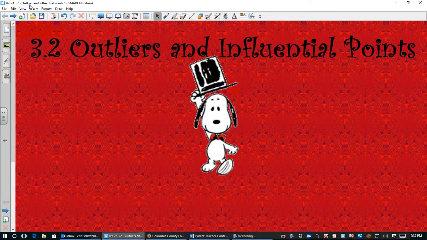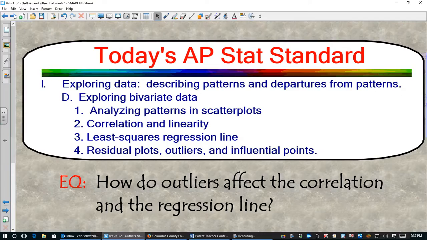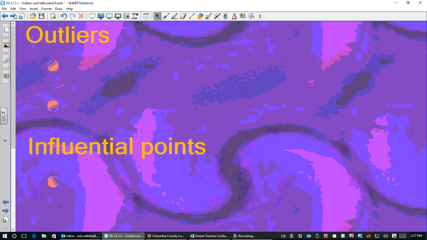Okay, here we have our last video for Chapter 3, and we're going to discuss outliers and influential points. Here's our standards. It's the same standards that we have been on in the entire chapter. However, what we are going to do is look at how outliers and influential points affect the correlation and the regression line. So let's start by talking about outliers and influential points.